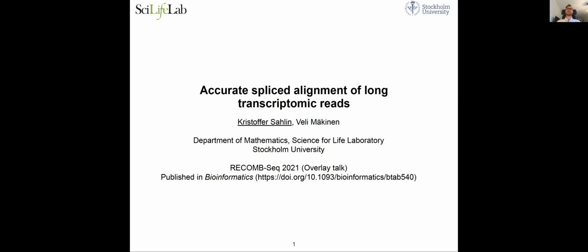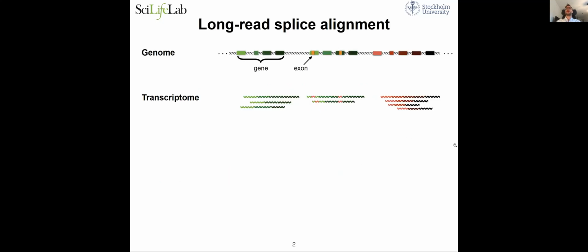So I will talk about our work on spliced alignment of long transcriptomic reads together with Veli Mäkinen. This work has recently been published in Bioinformatics. So let's start with the biological context of this problem.